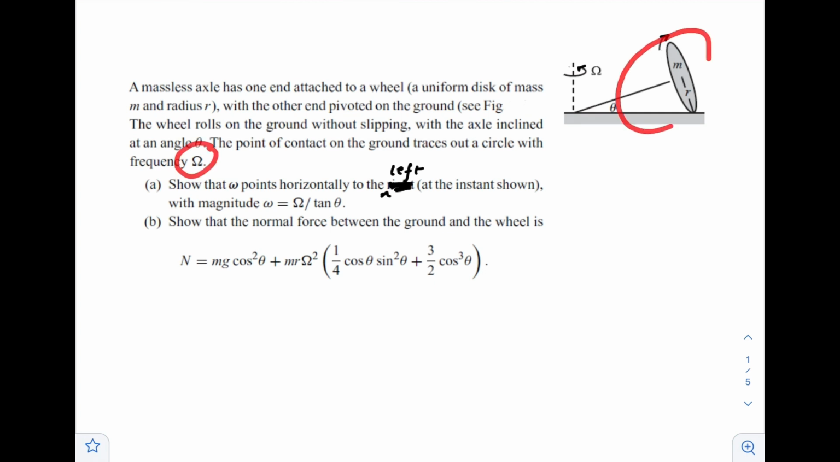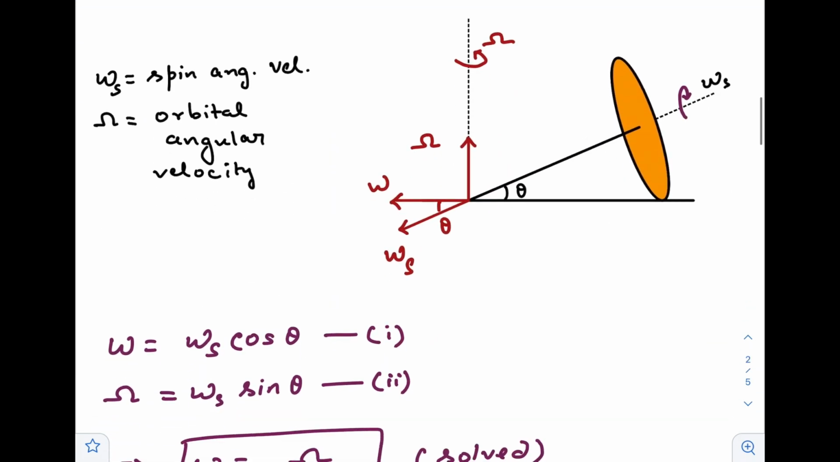So this question looks familiar. I think JEE 2016, I guess. Show that omega, which is the total angular velocity of the whole body, points horizontally to the left at the instant shown. We also need to find the normal force between the ground and the wheel. So let us get to the solution.